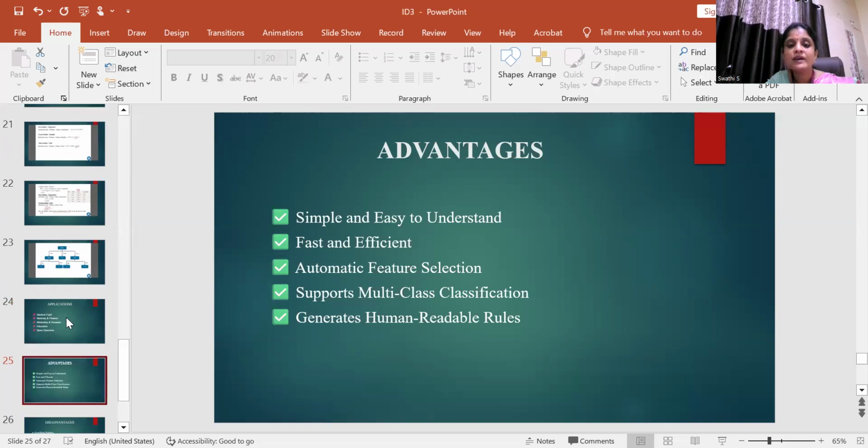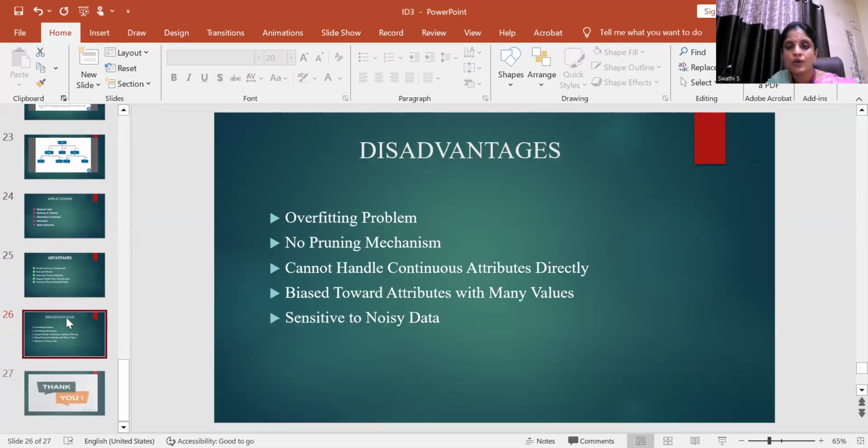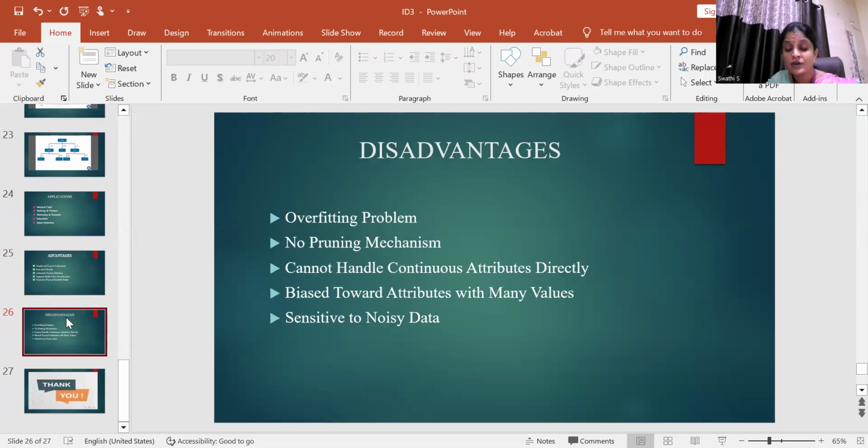It generates human readable rules, that is, if the outlook is sunny and humidity is high, then the play is yes or no. Next one, the drawbacks. First one is the overfitting problem. So it produces deep trees and poor performance on unseen data. Second one is no pruning mechanism. It does not remove the unnecessary branches.